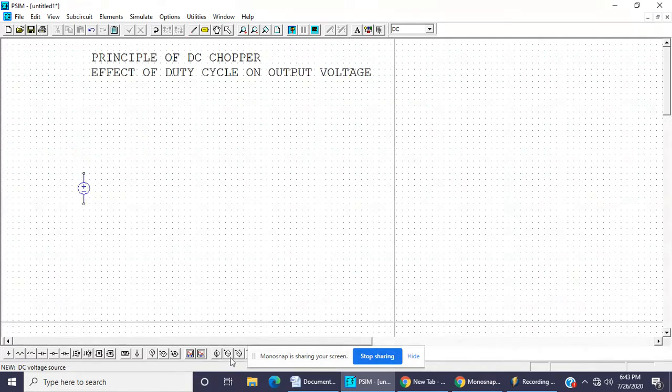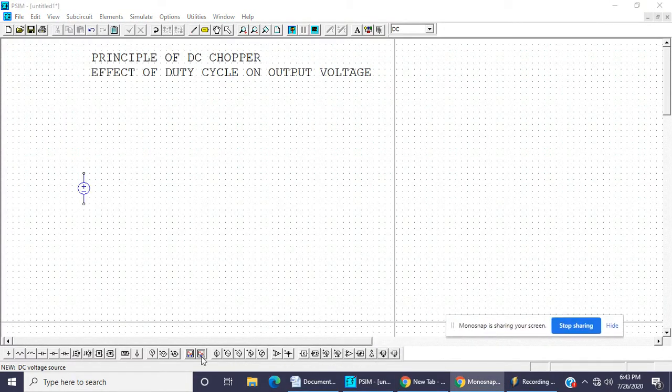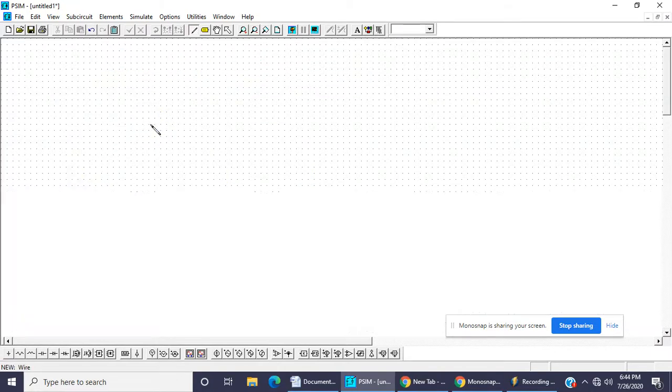This is input supply, one semiconductor switch, load resistance RL, inductance L, and this is flywheel diode across load. Join all the components.